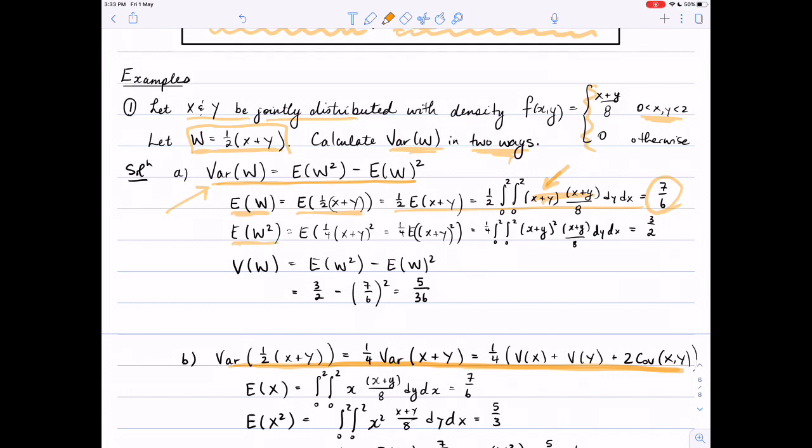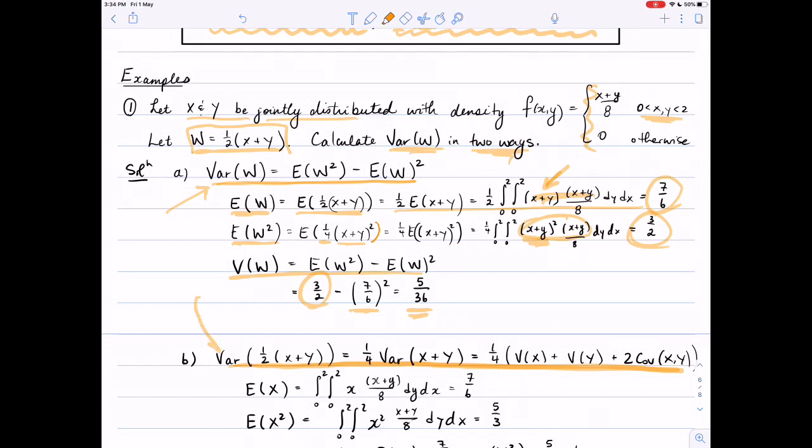E of W squared is the expected value of W squared, which is the expected value of 1/4 (x plus y) squared, which means that in LOTUS, (x plus y) squared is going to go in front. Now, obviously, this is an integral. We'd have to expand this whole big term here to compute this, but if we did, we would get 3/2 as a simple answer. And then using the variance formula, we would have E of W squared minus E of W all squared, and we'd get the answer of 5/36.